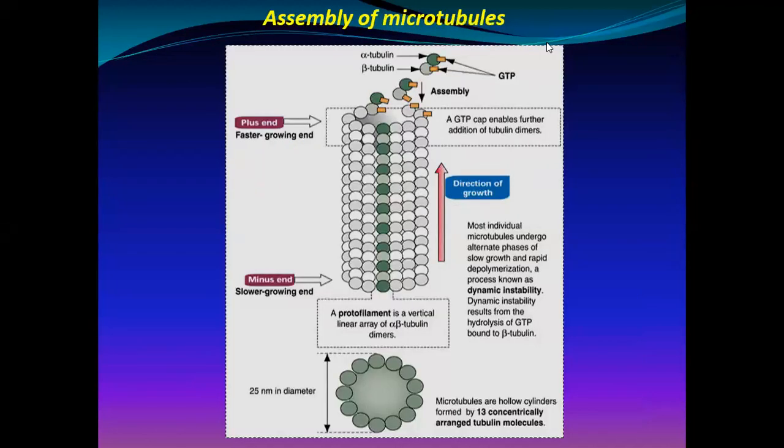Okay. So when the microtubule is formed, there is a direction of growth. That's called assembly. Right? Both sides can grow, but the faster growing end is the plus end, and the slower growing end is the minus end. The direction of growth is actually towards the plus end because the plus end growth is faster. GTP is always involved, meaning the hydrolysis of GTP is important, so energy is utilized when this assembly is taking place.